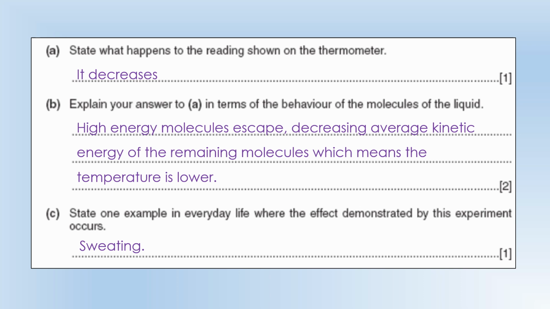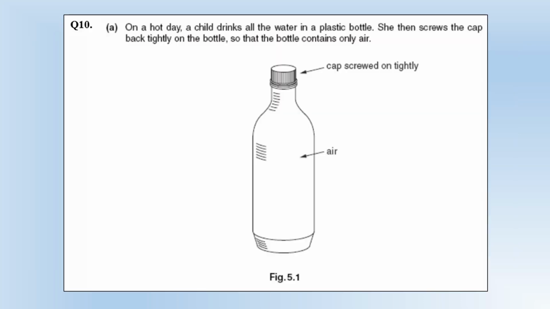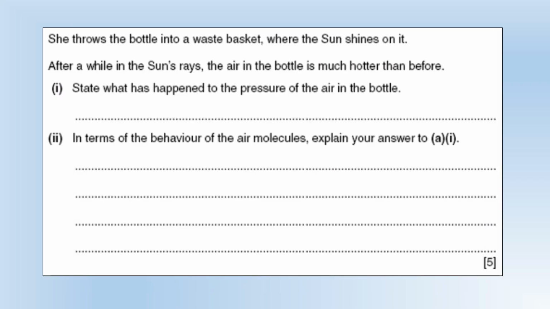So on a hot day, a child drinks all the water in a plastic bottle, then screws the cap back on tightly so the bottle contains only air. Okay, so we've got a fixed mass of air inside our bottle. She throws the bottle into a waste paper basket where the sun shines on it. After a while, in the sun's rays, the air in the bottle is much hotter than before. State what has happened to the pressure of the air in the bottle.